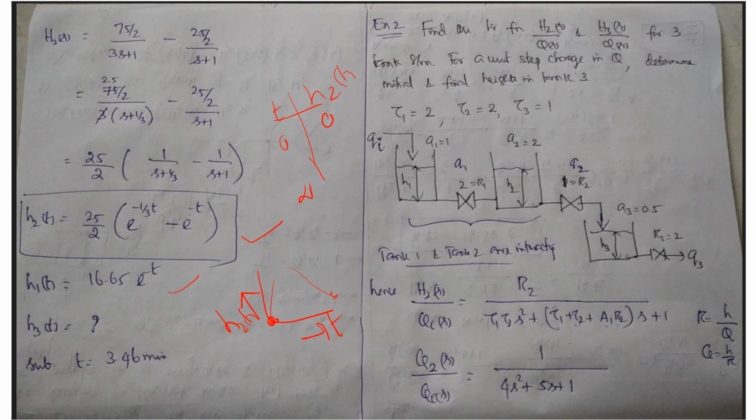Then H3 of t is an exercise. It's easier for you, so you can try. In the place of t, just substitute 3.46 and evaluate the response. So this is how we have to do this problem.